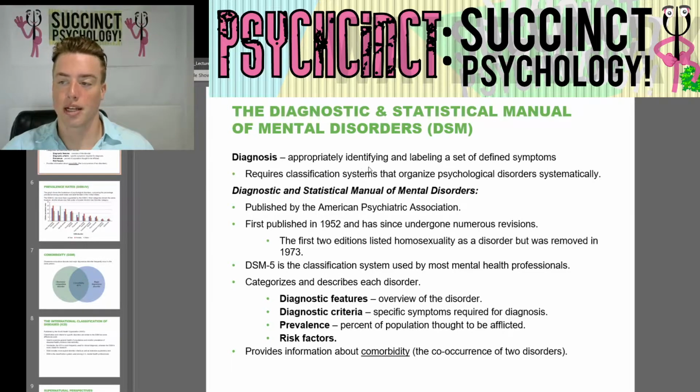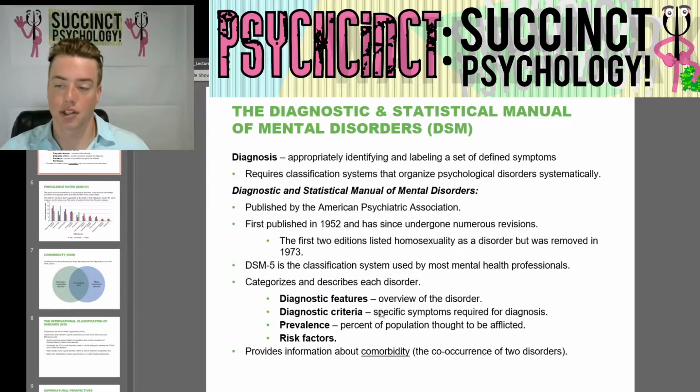Diagnosis is appropriately identifying and labeling a set of defined symptoms, and requires classification systems that organize psychological disorders systematically. The Diagnostic and Statistical Manual of Mental Disorders is published by the American Psychiatric Association and was first published in 1952 and has since undergone numerous revisions. The first two editions listed homosexuality as a disorder, but it was removed in 1973. DSM-5 is the classification system used by most mental health professionals and categorizes and describes each disorder.